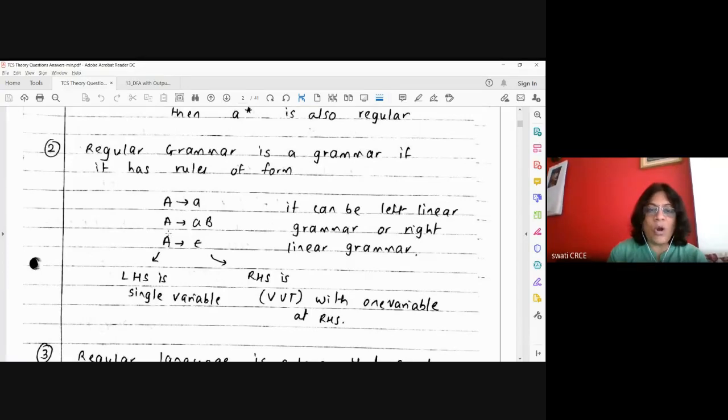This is the or, the plus sign. Either this or this rule for capital A. So it is small a capital B. Here capital B is again a variable, and capital B is equal to epsilon is also a rule. So these are the rules. These are examples of the rules.